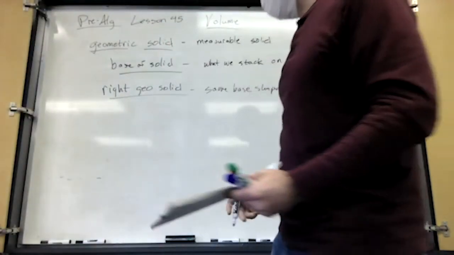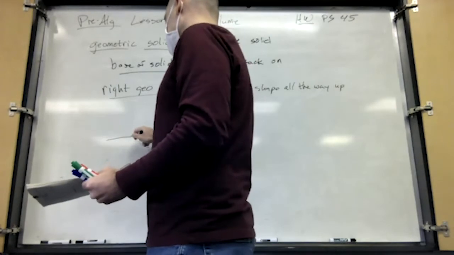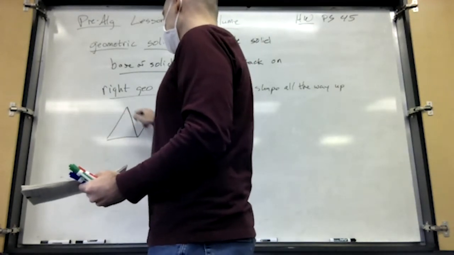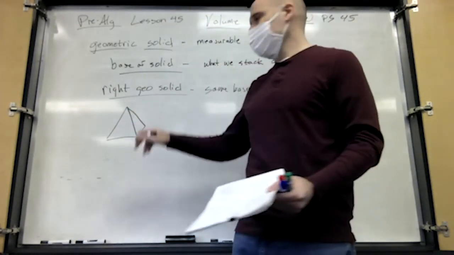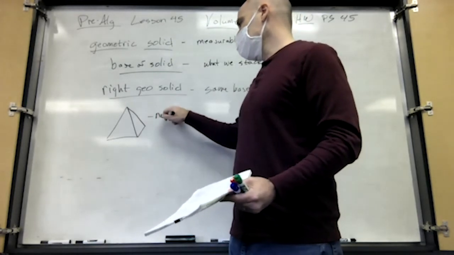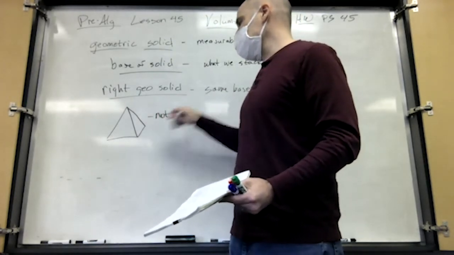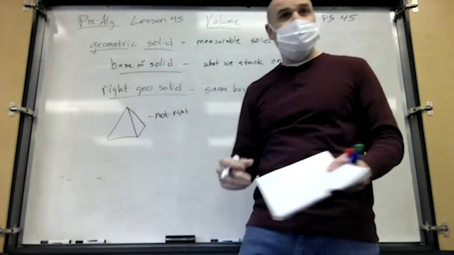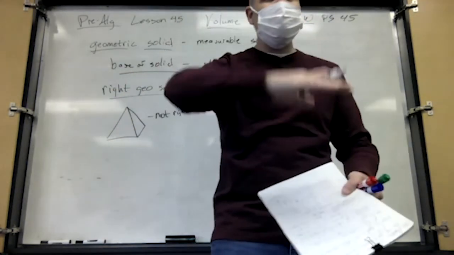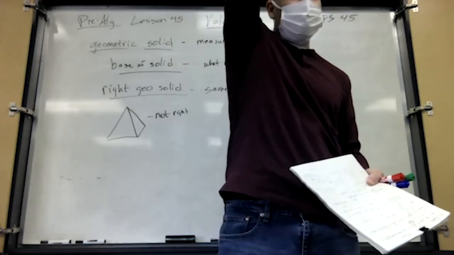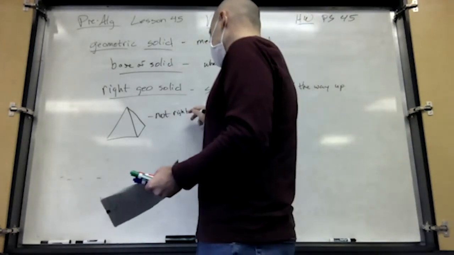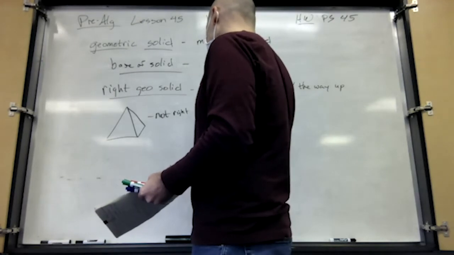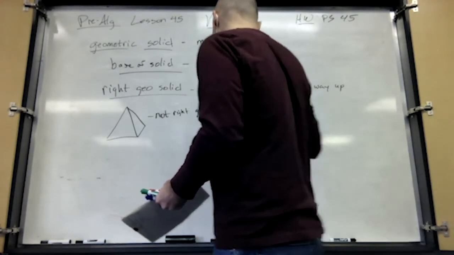Now, if you had something like this, this is not a right geosolid, because is that the same base all the way up? Well, it kind of looks like the same shape, but that shape gets smaller and smaller, doesn't it? So this is not a right geosolid. What about this?